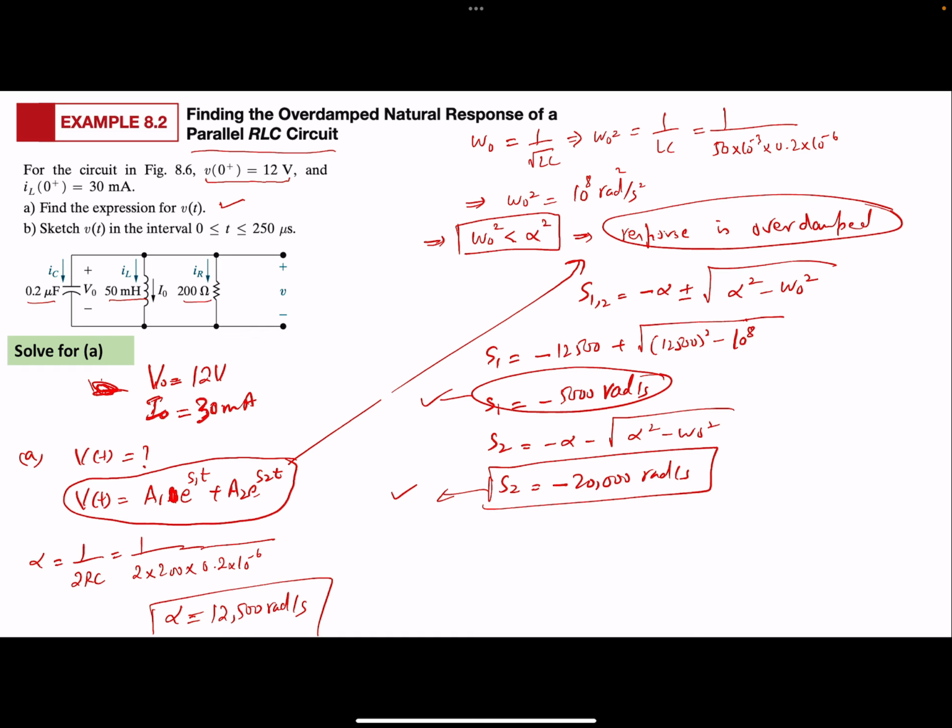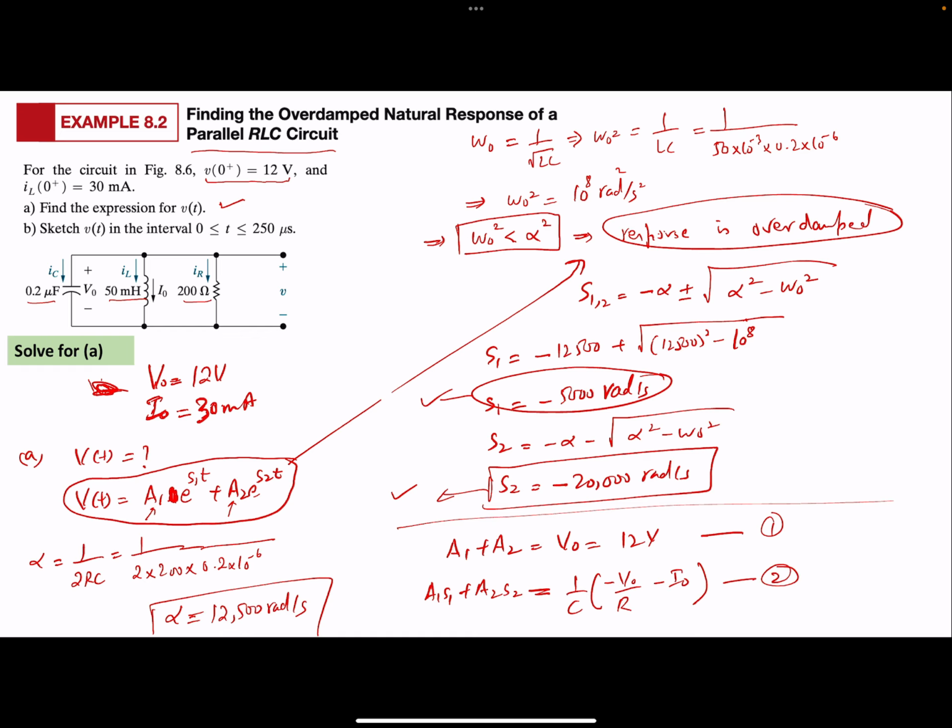And what am I left with? In this equation, I just need to find the values of A1 and A2 now. In order to find them, I had two equations, if you remember. One of my equations is A1 plus A2 equals V naught. V naught is 12 volts. So this is equation number 1. The other equation was A1 S1 plus A2 S2 equals 1 over C times minus V naught over R minus I naught. What is the value of I naught? I naught is 30 milliamperes.